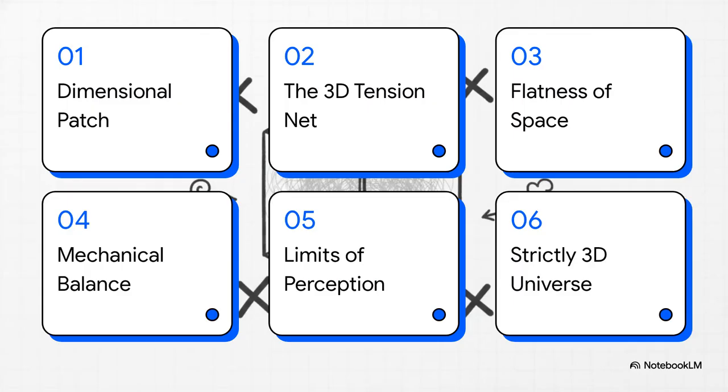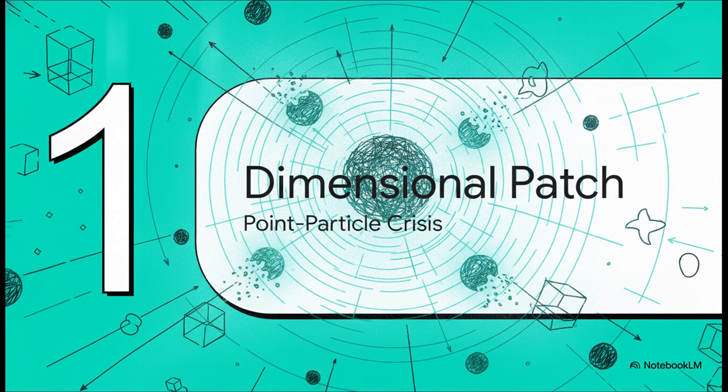Here's our roadmap for the explainer today. We'll quickly move through the dimensional patch, the 3D tension net, the flatness of space, universal mechanical balance, the limits of perception, and finally, why we live in a strictly 3D universe. Starting off with Section 1, the dimensional patch and a crisis of the point particle.